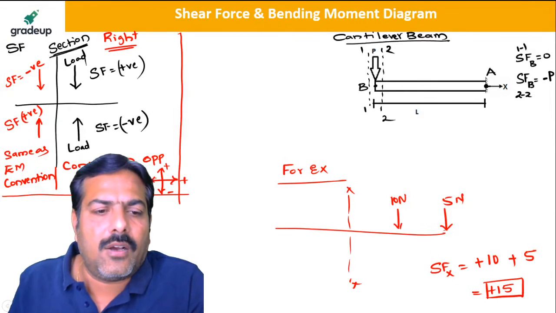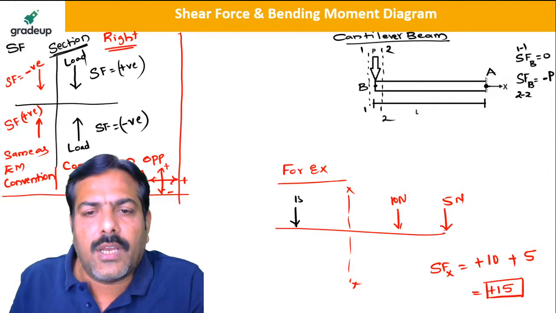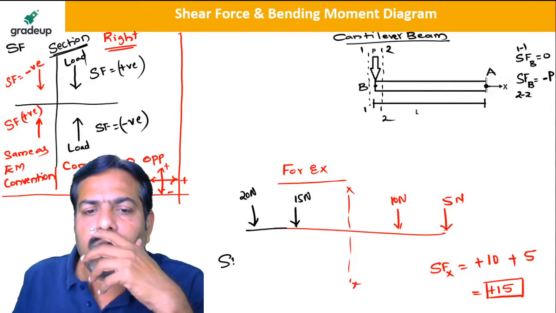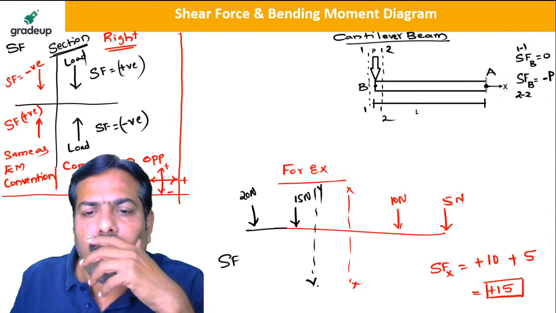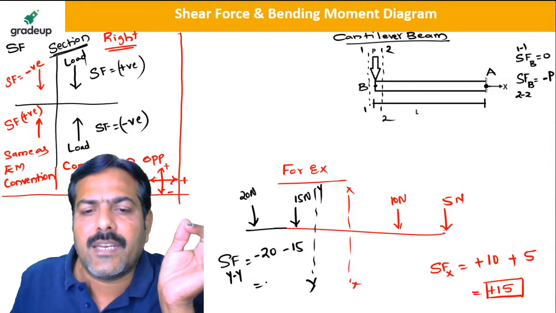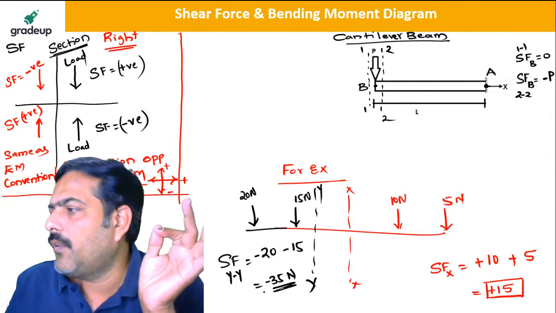But when I take the left side, one is 15 Newton and one is 20 Newton. This is just an example, my dear friend. So the shear force at YY is equal to whatever is given here: 20 acting down, minus; 15 acting down, minus. So the answer is minus 35 Newton. Is it clear to all of you?